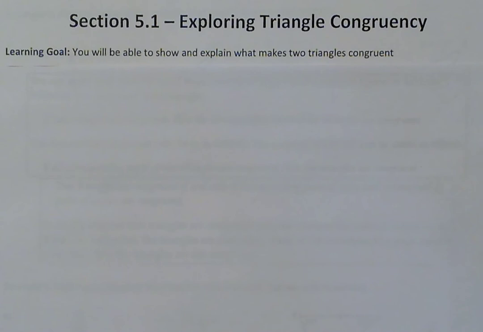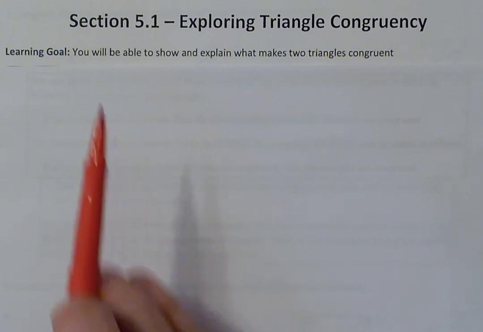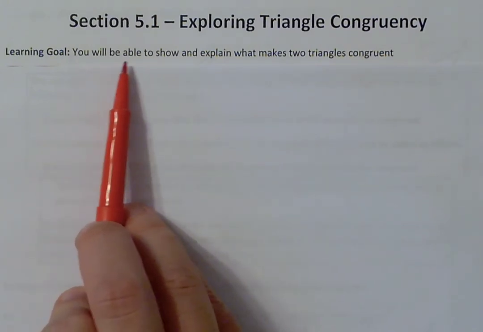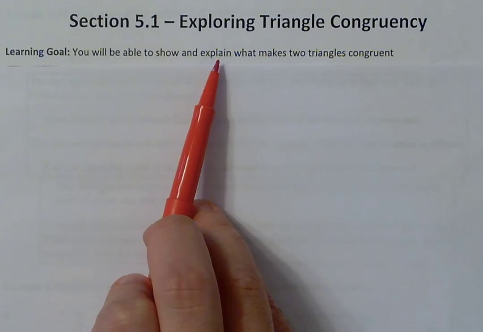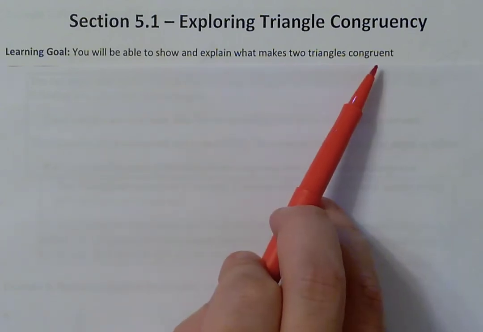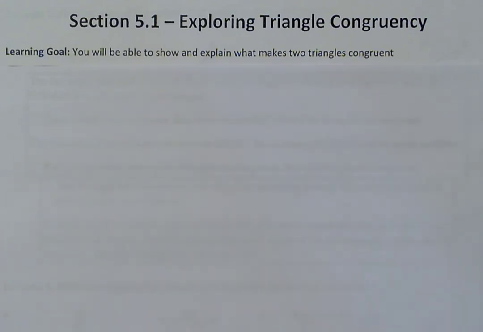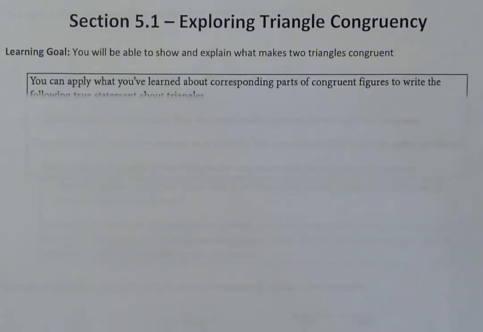All right, for today we have one learning goal, and our learning goal is that you will be able to show and explain what makes two triangles congruent. So today they're going to give you two triangles in each problem, and they're going to ask you to determine if they are congruent or not, and how you know that. So what is this idea of congruency and how we know triangles are congruent?